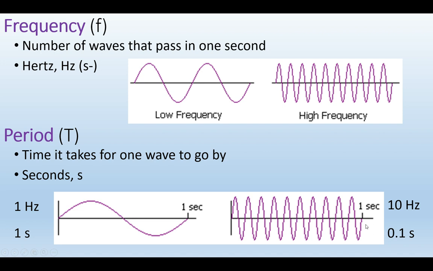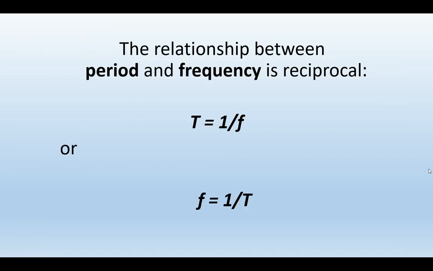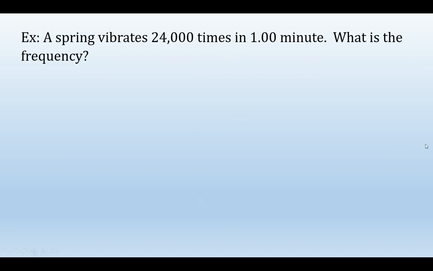Okay, so if we count how many waves there are in 1 second, and inverse that, right, flip it over, that's going to be our period. So these two things are the reciprocal of each other. Reciprocal just means it's flipped upside down. So the period of a wave is 1 over the frequency, and the frequency is 1 over the period. They're very, very closely related.